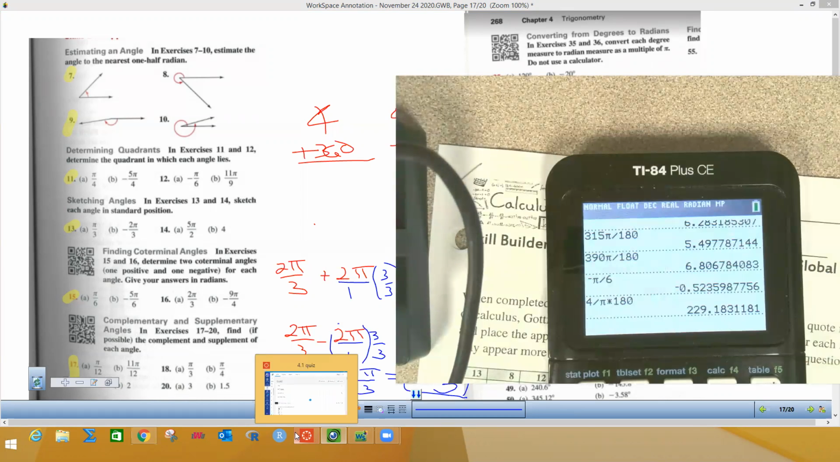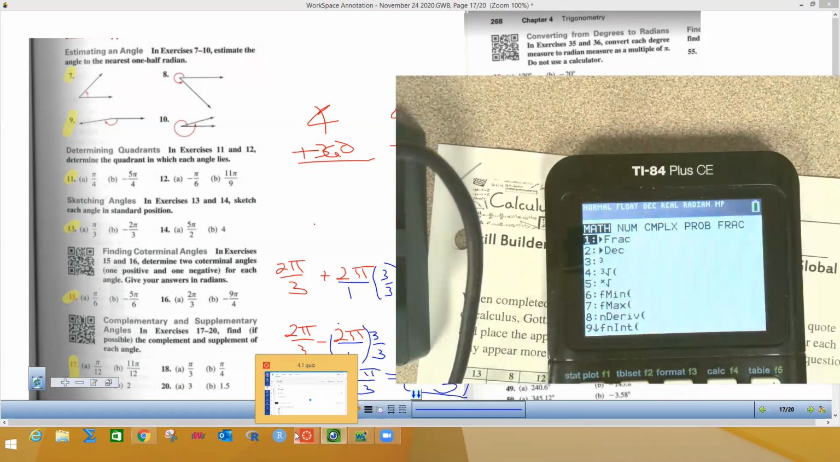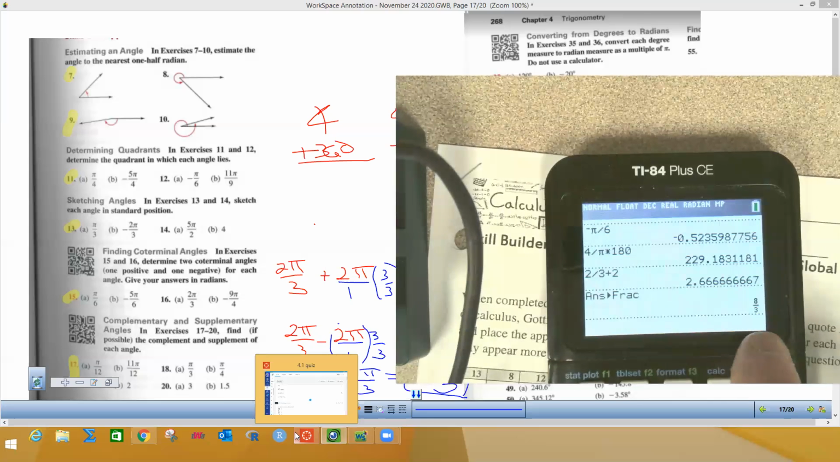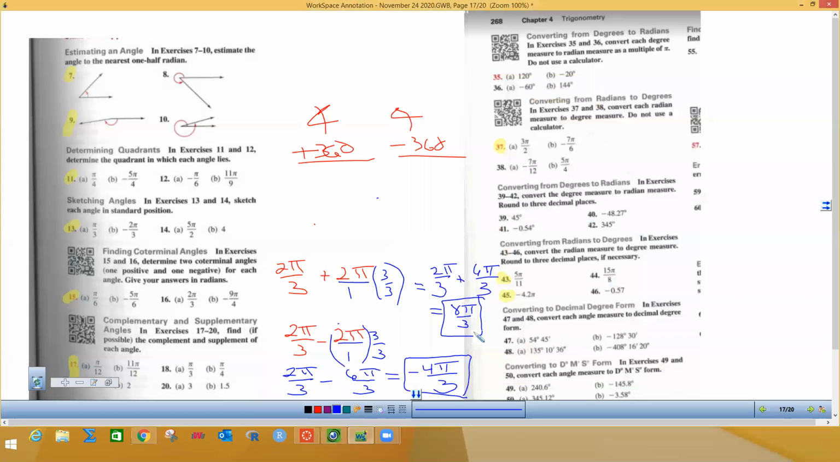So you can take 2 divided by 3, which is what's with the pi, and add 2 to that and get a decimal. And if you remember yesterday, we can take that number and hit math and hit number 1 to change it to a fraction. And that fraction is 8/3. And if we go back over here and look at this problem, remember we had 8/3 pi. Now you got to remember, you got to put the pi back in with it.